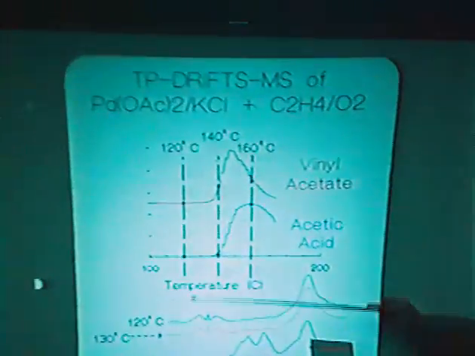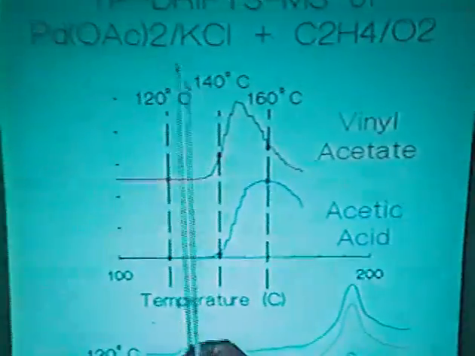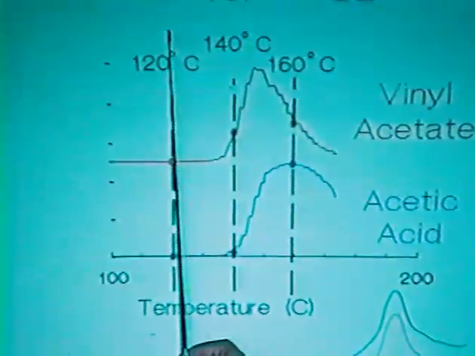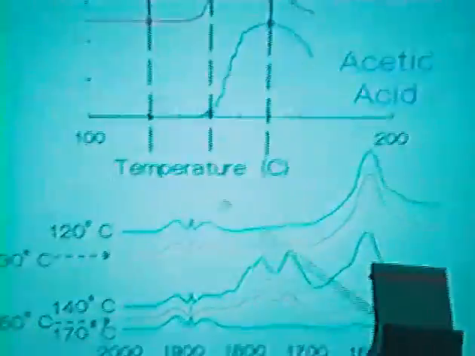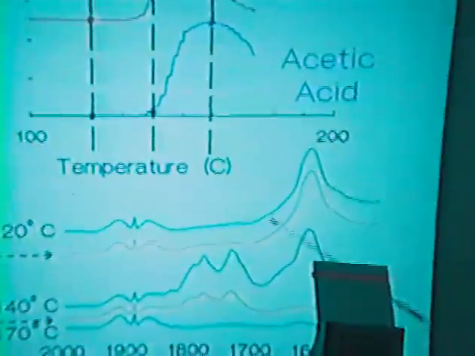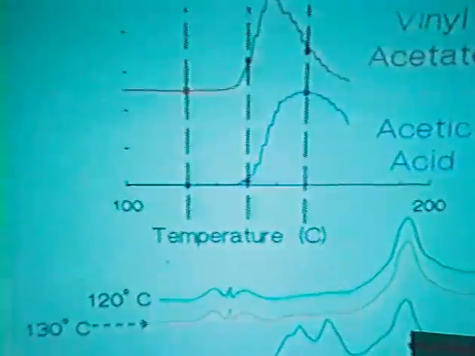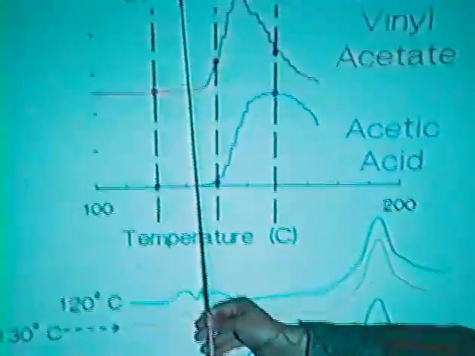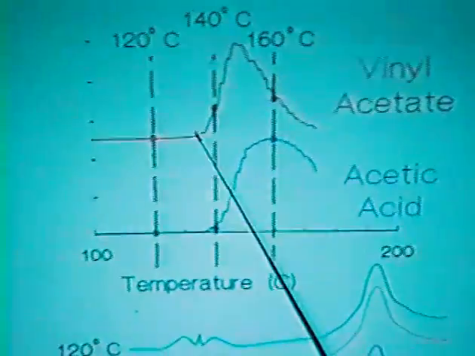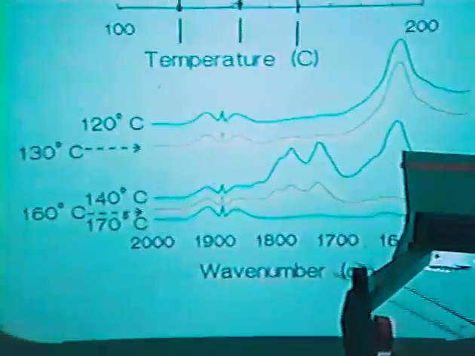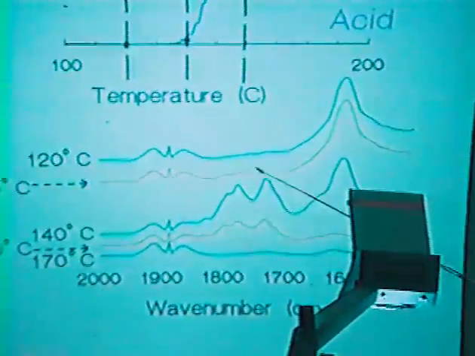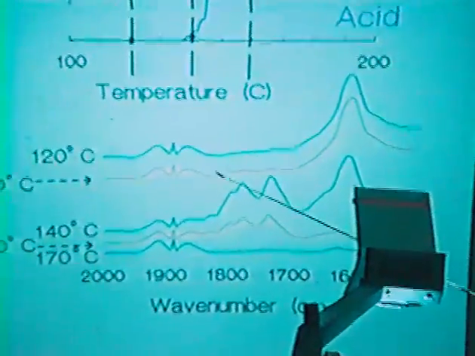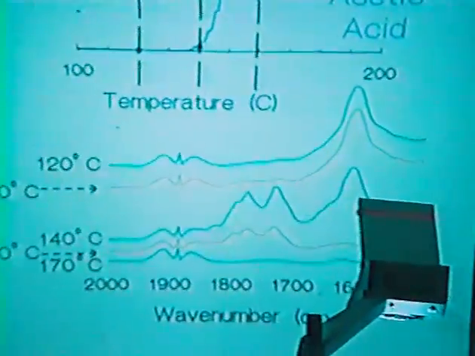And this is what's going on at the surface. At 120 degrees, there's really not much occurring, and this is our background spectrum. Again, we see the ethylene, and we see now the palladium acetate. At about 130 degrees, it's just right at the foot of this peak. We're just starting to see vinyl acetate come out of that reactor, and you can see, I hope, but maybe you can't, that there's a few squiggles coming in here, right in that acetic acid absorption region.